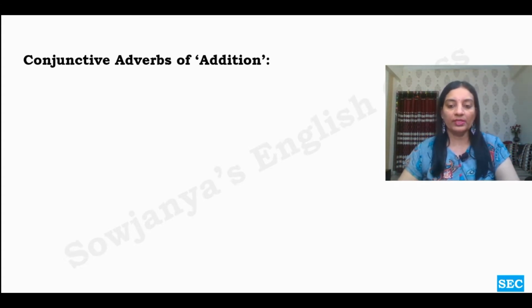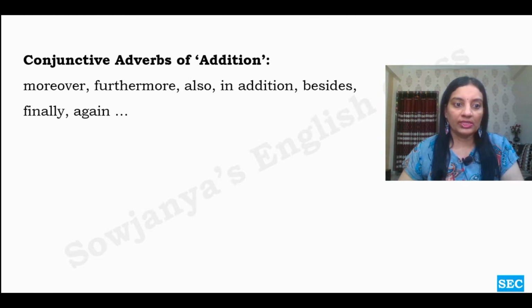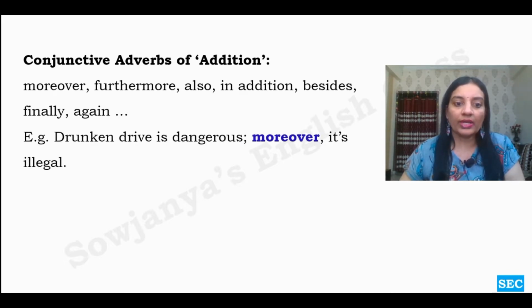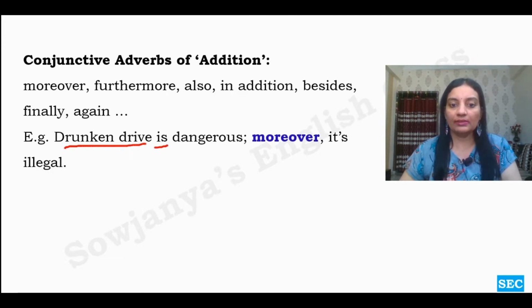Conjunctive adverbs of addition. These are the conjunctive adverbs of addition: moreover, furthermore, also, in addition, besides, finally, again. Okay, some of the conjunctive adverbs of addition. Example, drunken drive is dangerous. Moreover, it's illegal. Okay, so just to reinforce the punctuation rules, let me emphasize on this. Drunken drive is dangerous. So drunken drive, the entire thing is the subject over here, and is is the finite verb.